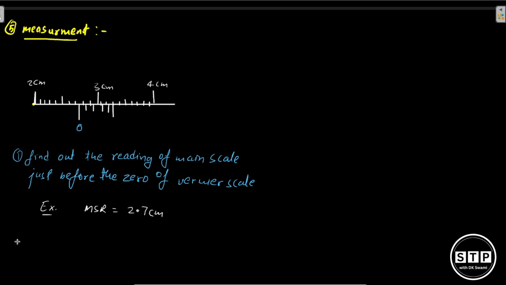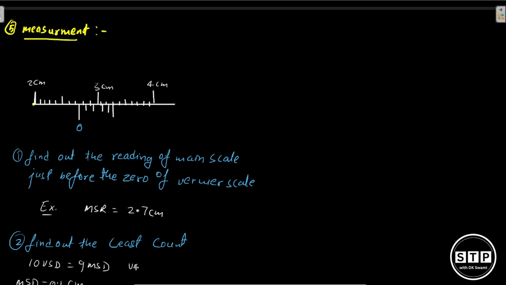Now the second step is to find out the least count. In the general case, 10 VSD will match with 9 MSD. So from here we can calculate the MSD value and VSD value. MSD value is 0.1 centimeter. We have already calculated that in the previous section, and VSD value is 0.09 centimeter. We can also calculate using this relation, or if there is any other relation we can find out from there.